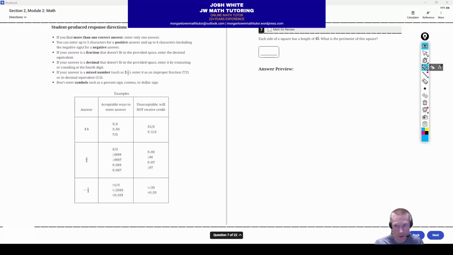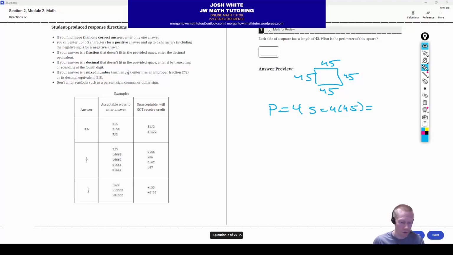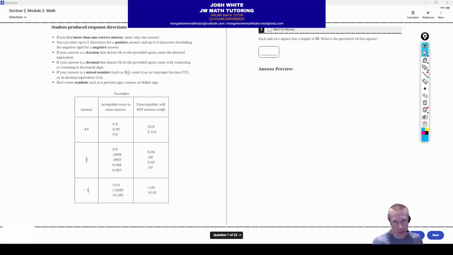Next up, number 7, what's the perimeter of a square where each side is 45? So you can just add up 45, 4 times, or if you know the shortcut for perimeter of squares, just 4 times the side length. So 4 times 45 is just going to be equal to 180. So correct answer for this one is just 180, and we can move on to the next question.